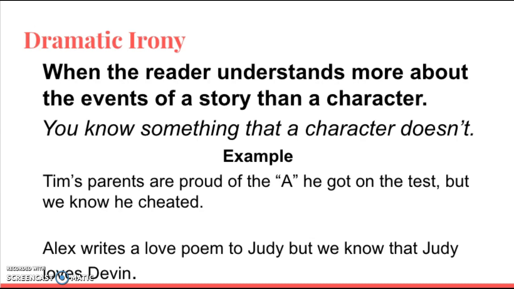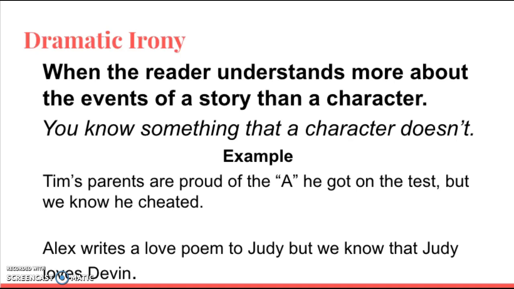Dramatic irony is when the reader knows something that the characters don't know, or that a character doesn't know. So the audience or the reader knows what's going on, but the characters or a character do not. So we have a different expectation than what the character has.